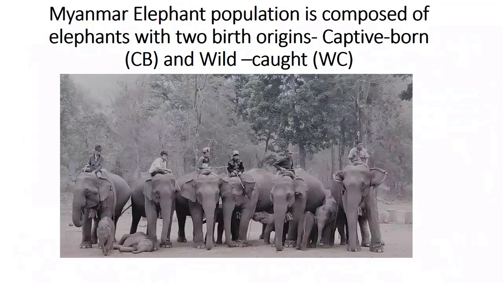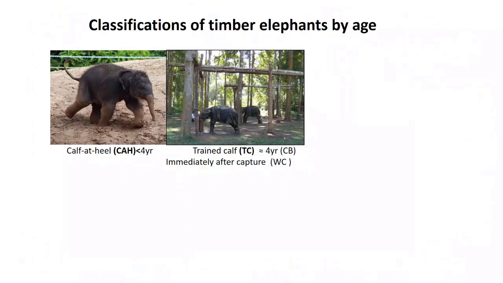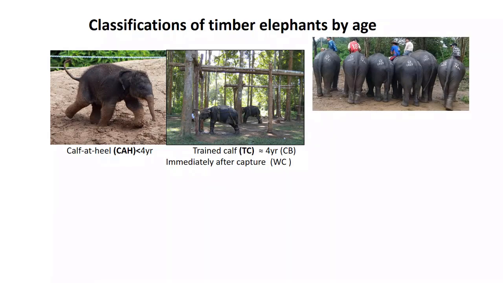So in summary, our elephant population is made up of captive-born and wild-caught, but at the moment we have less than 40% of wild-caught still alive in our population. In our population, we class our elephants by age group. Under 4 years of age is called calf at heel, and once they pass the age of 4, we train these elephants, and training takes place before the age of 5. If an elephant is captured from the wild, we train immediately after capture, but capture no longer exists at the moment. So we train calves at age 4, a little over 4, and this becomes the tame elephant.